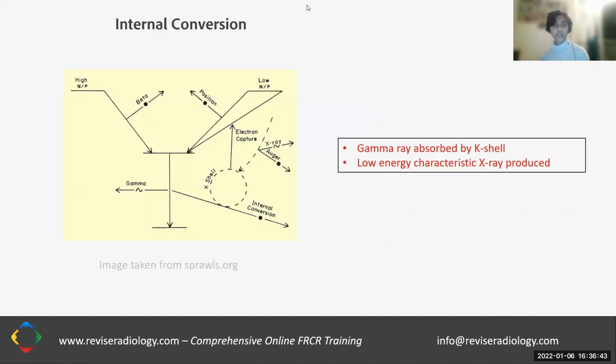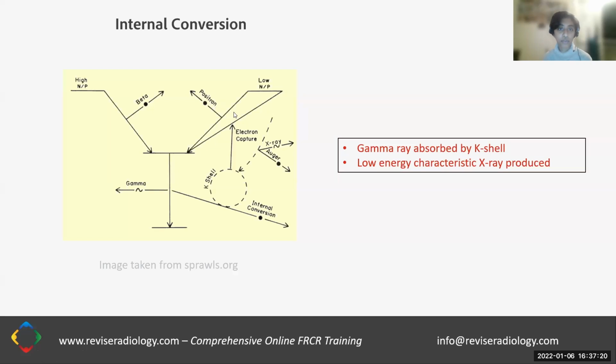Okay, so another type of decay process that we're going to talk about is internal conversion. What happens in internal conversion is that the energy, which is usually carried away by the gamma photon, is actually absorbed by a nearby electron instead. That electron eats up the energy, which you usually lose as a gamma ray photon, and then it's ejected from its shell. Then an electron above will either fall into that vacancy or an Auger electron will be produced. So basically a low energy characteristic X-ray will be produced.